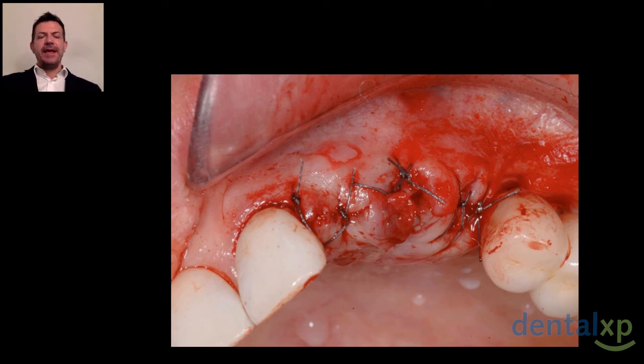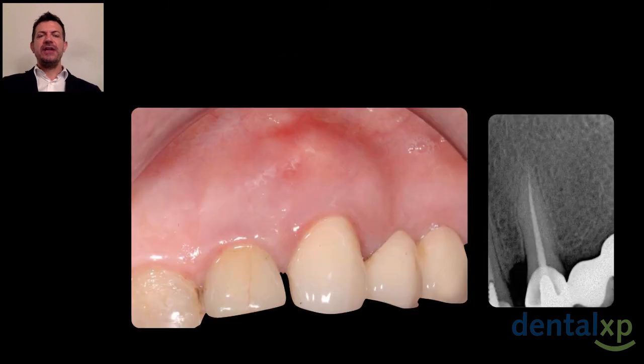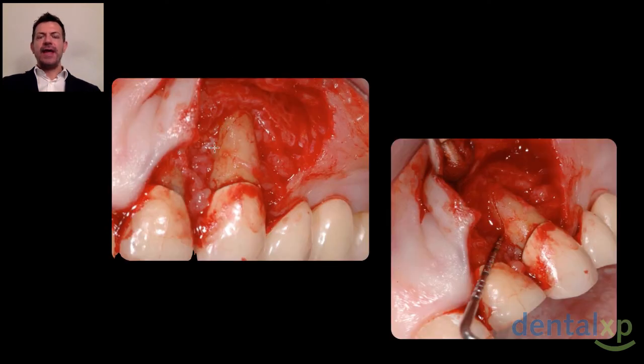Basically, we can have two approaches. One is a flapped approach, and another one is a flapless. We will see two clinical cases with these two different surgical procedures. This is an upper cuspid. We can see that we have a fracture of the root, and the fracture of the root led to a huge resorption of the bone on the buccal side. So the buccal bone is completely missing.